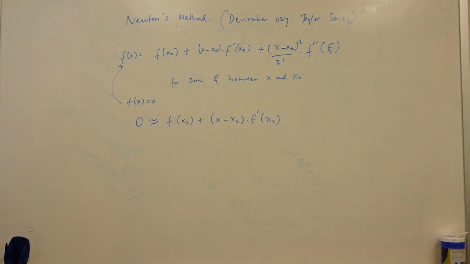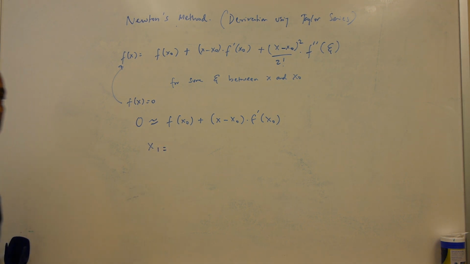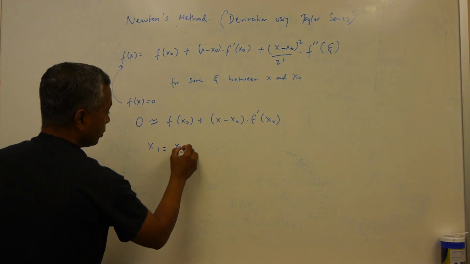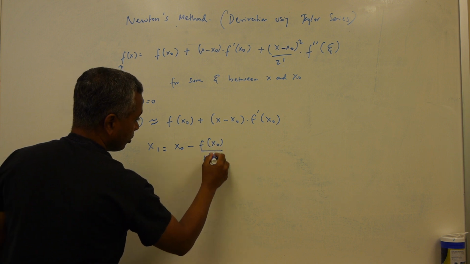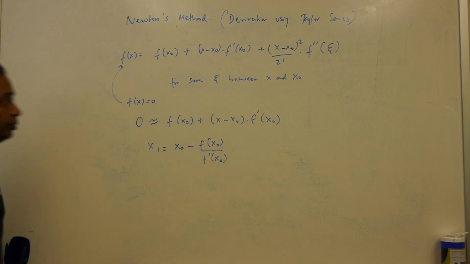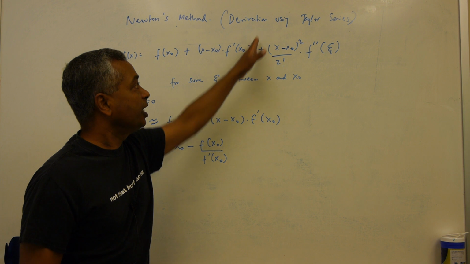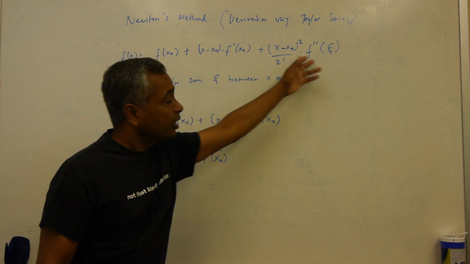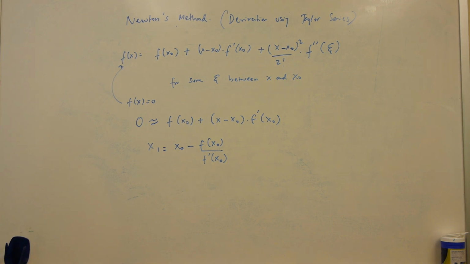Okay, so from here you very quickly get x1 is x0 minus f of x0 divided by f prime of x0. And I got this entirely by simply truncating the Taylor series at degree 1 and leaving the error term out. And that's an important observation.